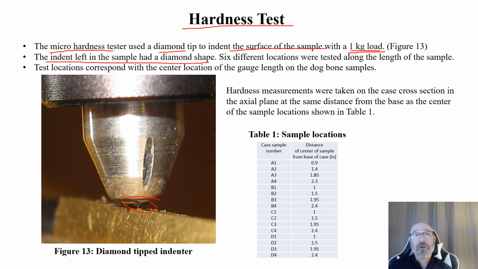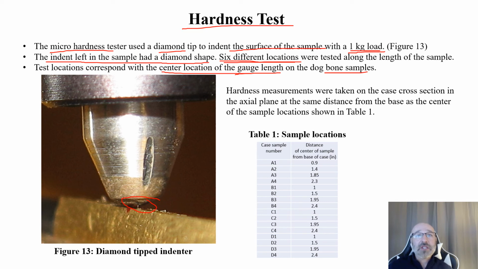So 6 different locations were tested along the length of that there, rather than just the 4 that we saw from our dog bone specimens right there. So we had a couple more locations tested at various thicknesses of the case wall right there. These test locations correspond with the center location of the gauge length of the dog bone specimens plus 2 more right there for the other 6 that we did along the way.